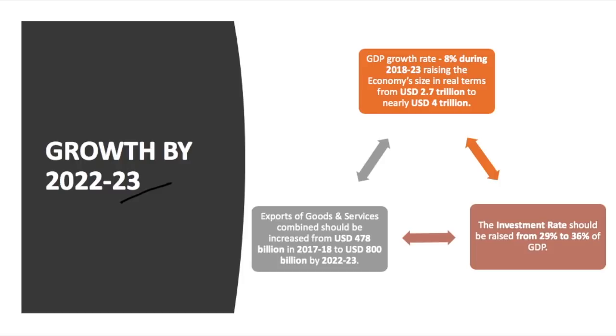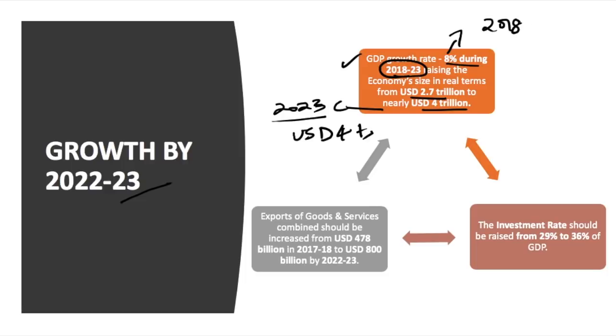What kind of growth and what numbers of growth? Number one point is to achieve 8% during the period of 18 to 23, raising the economy's size in real terms from $2.7 to $4 trillion. So one target is to raise the Indian economy to $4 trillion, and the second target, or how it is going to be achieved, is by achieving an average growth rate. Please understand what I'm trying to say. An average growth rate of 8% in these 5 years of 2018 to 23.